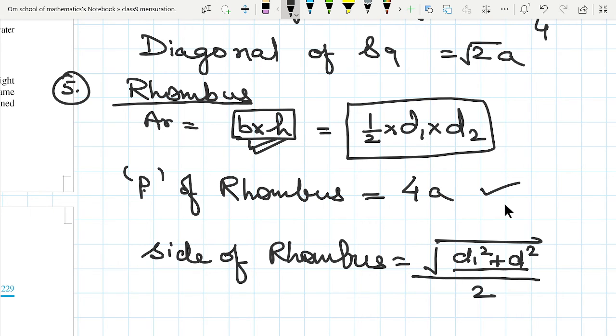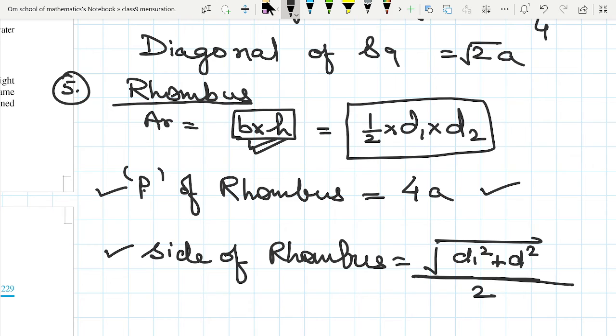Square root of d1 square plus d2 square, and the whole divided by 2. Clear? This is the side of the rhombus. So remember all these formulas. Now we are talking about trapezium.